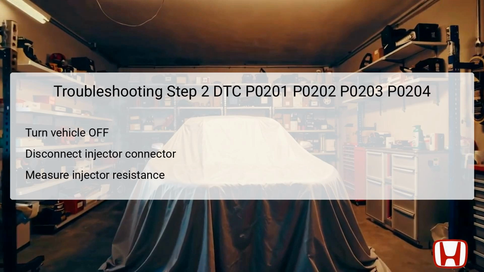Using a multimeter, check between test points 1 and 2. If the readings fall between 9.8 to 10.8 ohms, the injector is functioning normally. Otherwise, it likely needs replacement.